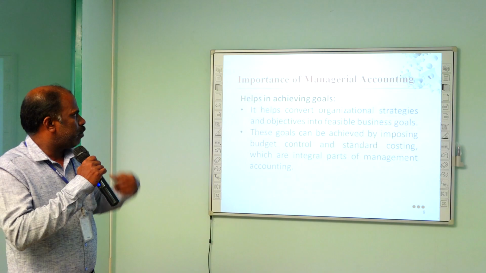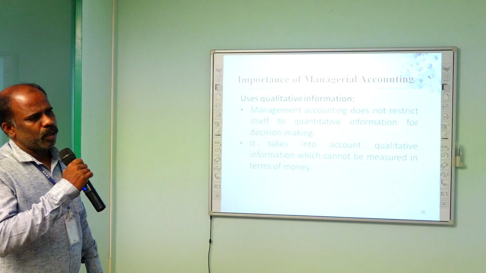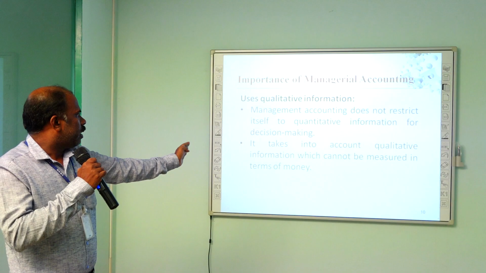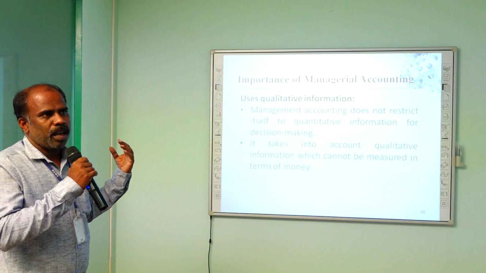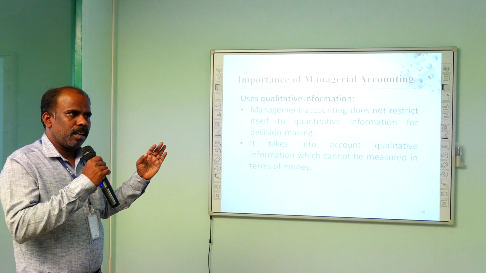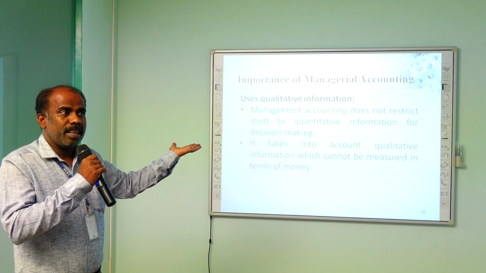Then use qualitative information. Management accounting doesn't restrict itself to quantitative information alone. It takes into account qualitative information which cannot be measured in terms of money. Suppose your company is running in a very good position, but we can't just say very good or excellent. We can say 75% of my turnover is good. We are getting 95% of profit. That is called the qualitative area; we can measure like this.